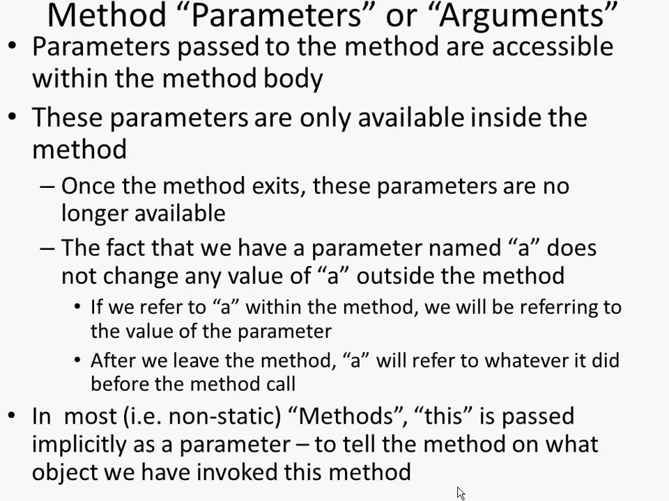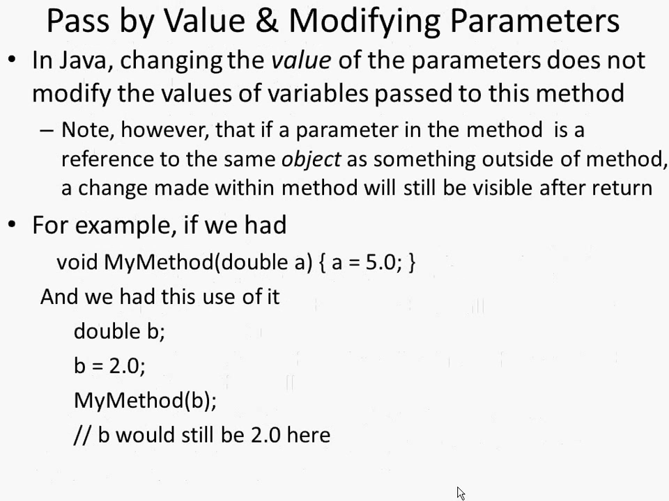In Java, if we have a method called myMethod, and it takes in a parameter A, and it assigns 5 to A, that doesn't change anything in the outside world. So if we had some value B outside, and we call myMethod with the value B, it doesn't modify B in any way. It's actually passing the value of B.